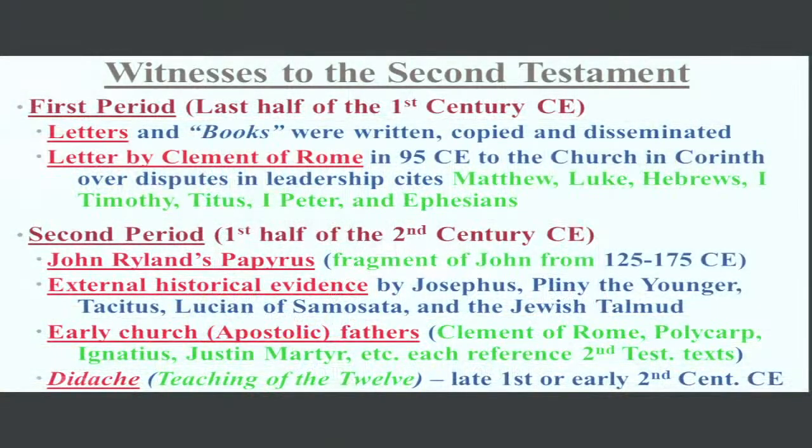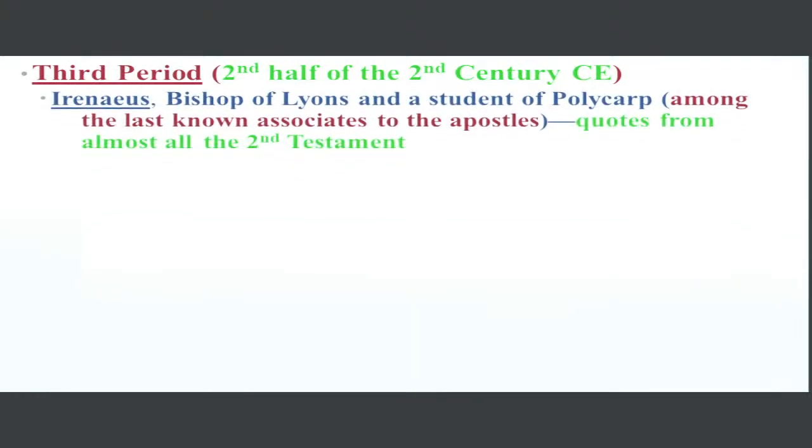The Didache is an anonymous piece of material that some still believe should belong in the Scriptures. It essentially is a lot like Matthew, but it is called the teaching of the 12. It's instruction. Didache means teaching and instruction. It's late 1st or 2nd century, so it too evidences the Second Testament. Then we get into the third period where some of the material I just referenced may belong.